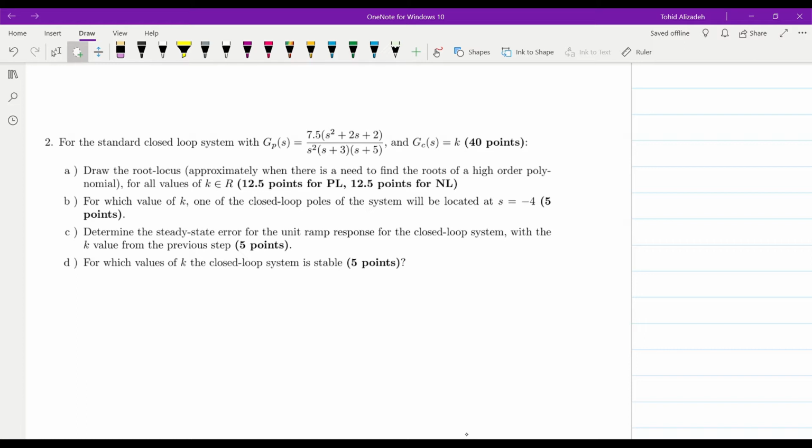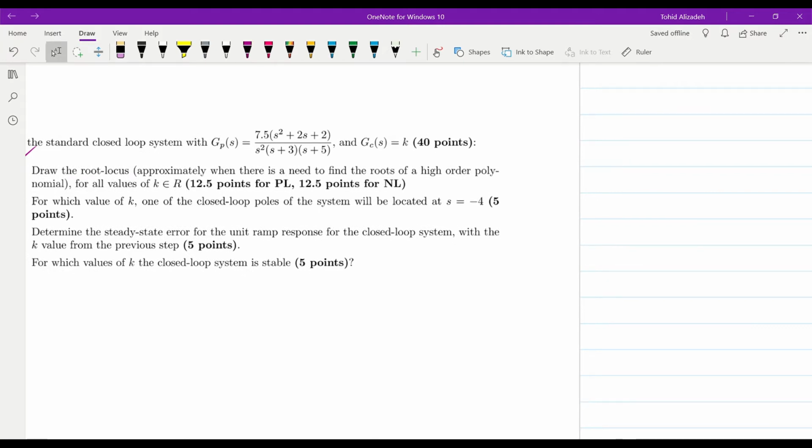We are supposed to draw the Root-locus plot sketch for this system for all values of K in R, meaning that we need to do it for the positive locus and negative locus. So let's first start with that point and then we will check the other ones.